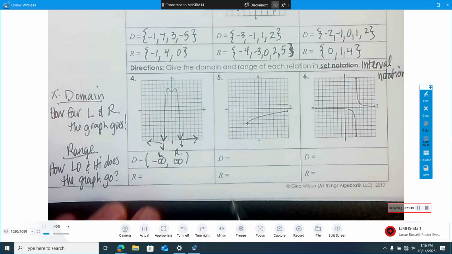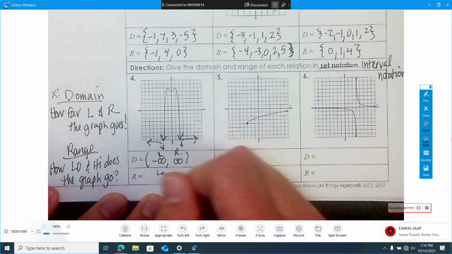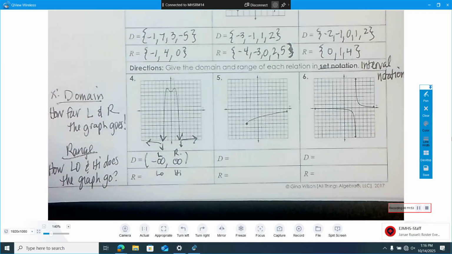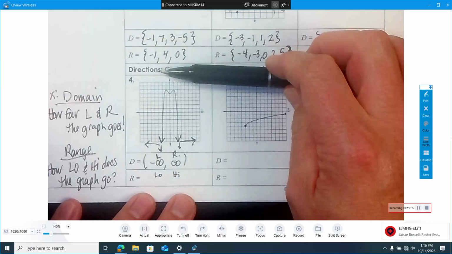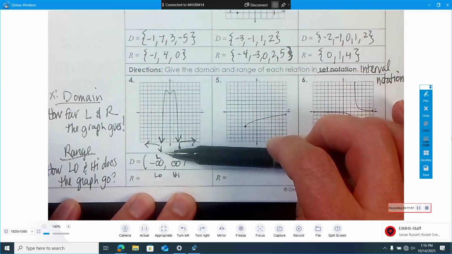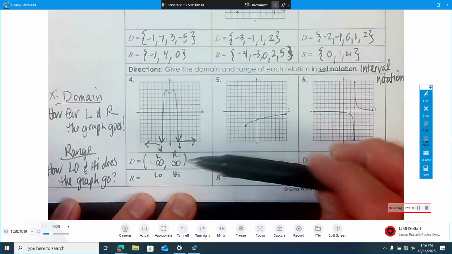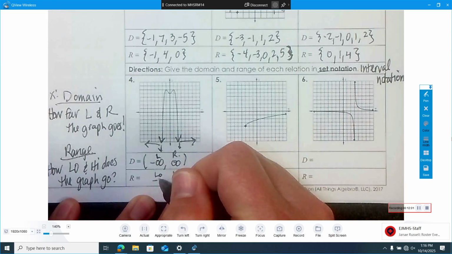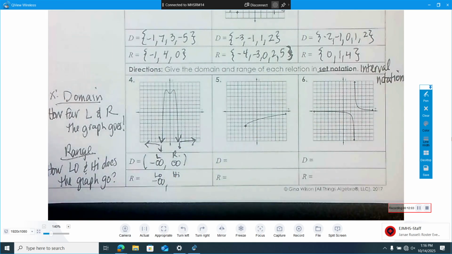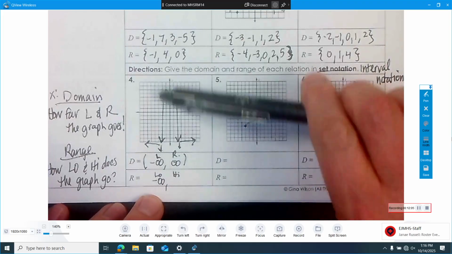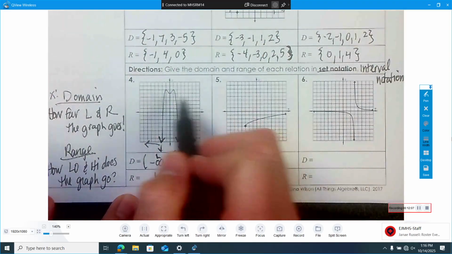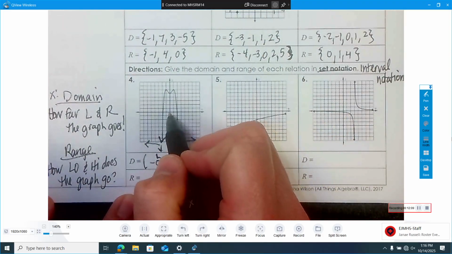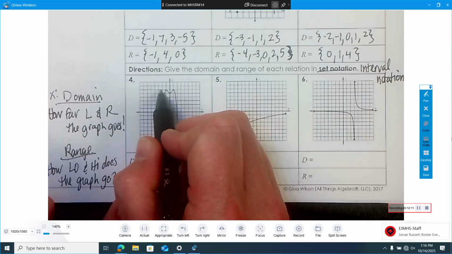All right, so range is how low and how high does the graph go? So when I'm looking, what is our lowest y value down here? Negative infinity. It goes forever down to negative infinity. And then how high does the graph go? What's our highest y value? 6. 1, 2, 3, 4, 5, 6. Right here.